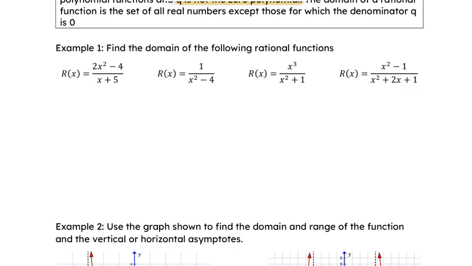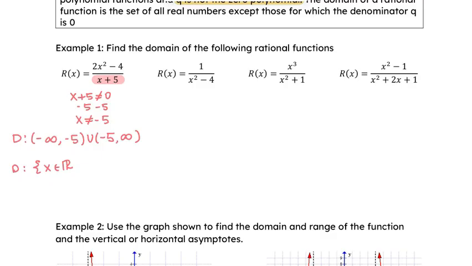So for my first one over here, my denominator is x plus 5. So to figure out what would make it 0, I'm just going to set it equal to 0. So I'm going to say x plus 5 cannot equal 0. I would subtract 5 from both sides, so x cannot equal negative 5. So when I write my domain, I could go from negative infinity to negative 5, union negative 5 to infinity. Or I could write it with my set builder notation, and I would say x is an element of the real numbers, and x cannot equal negative 5.